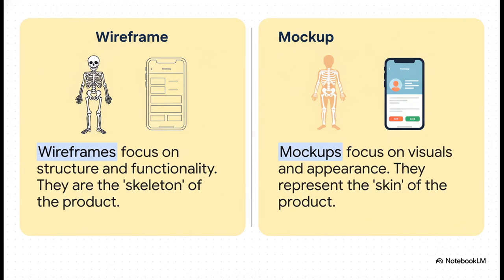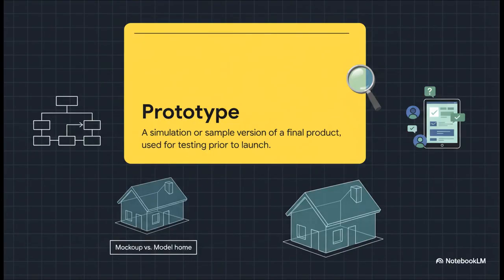So let's put it really simply. The wireframe is the skeleton. It's all about structure and how things work. The mockup is the skin. It's all about the final look and feel. They're both absolutely essential, but they're solving totally different problems along the way. Okay, so we've got the skeleton and the skin, but it's still just a pretty picture. We can't actually use it.